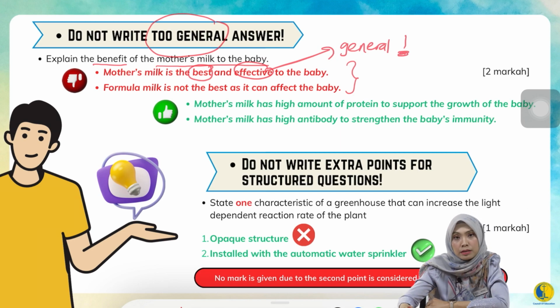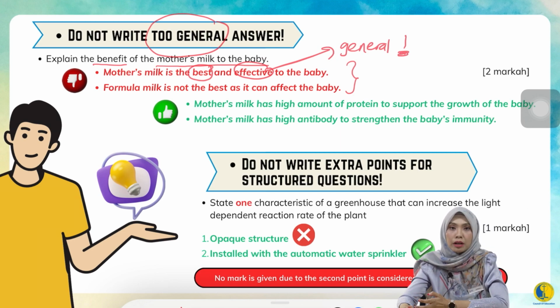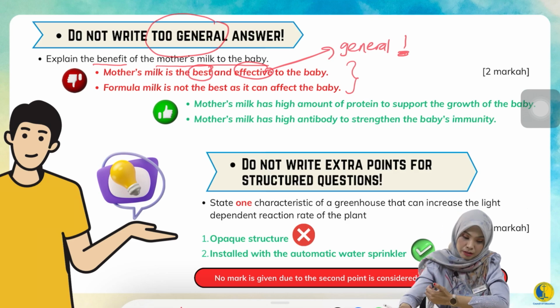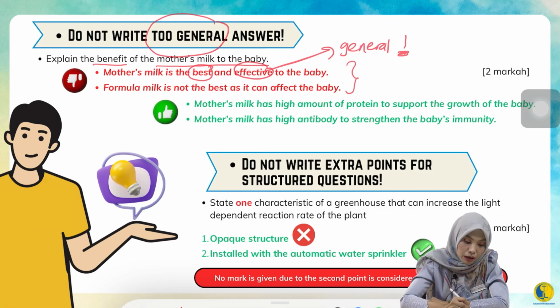What do you mean by best? What do you mean by effective? How is it effective then? What is the proof? Justify why it is the best. You just mentioned it's the best, that is just the meaning of the words being used. Very, very general. Okay, how about the second one? 'Formula milk is not the best.' Again, too general. 'Affect the baby.'